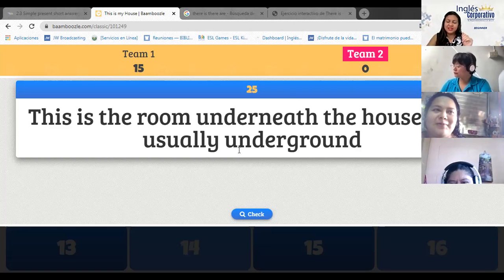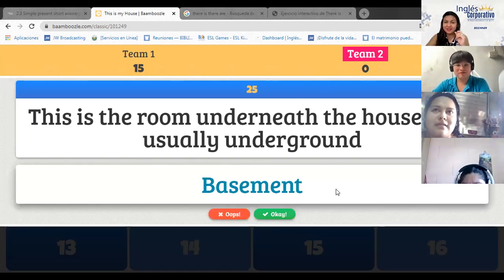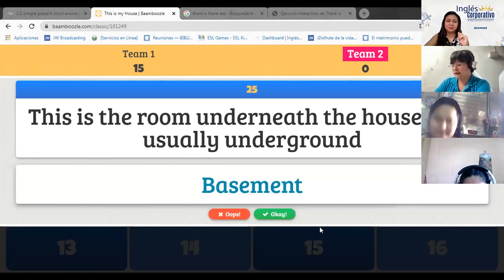Did someone have an idea? Sótano. Yes, el sótano. Let's check. But in English it is the basement. The basement. So this is new vocabulary for you, okay? You can write down the basement, el sótano, basement, okay? Thank you, Tatiana, for your participation. Basement. Sótano, basement.